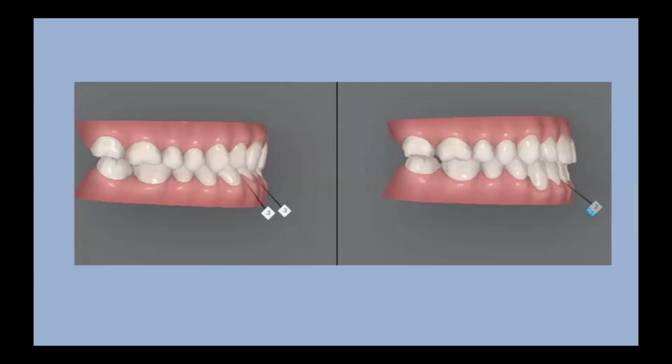When we look from the side, we can see on the left-hand side how retroclined everything is. And as we bring the front teeth forward, the anterior teeth more upright, we're going to bump, and we need to resolve some of that crowding.